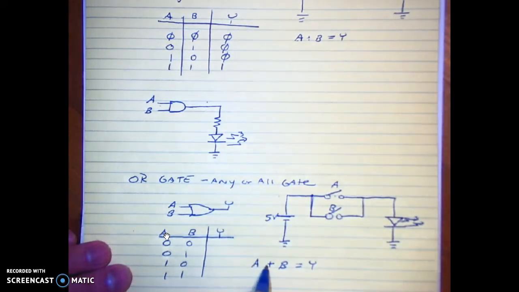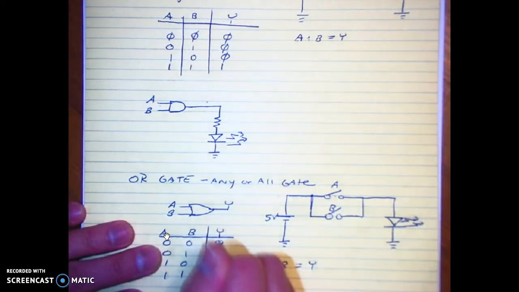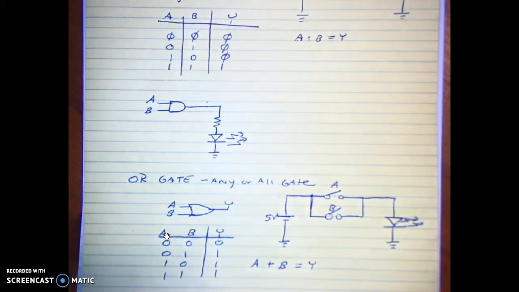So this is A or B is equal to Y. If we put it in the truth table, 0, 0, we're going to get 0. 0 and 1, we're on. 1 and 1. You notice that we're going to get all 1s. It doesn't matter. We're going to get all 1s out.